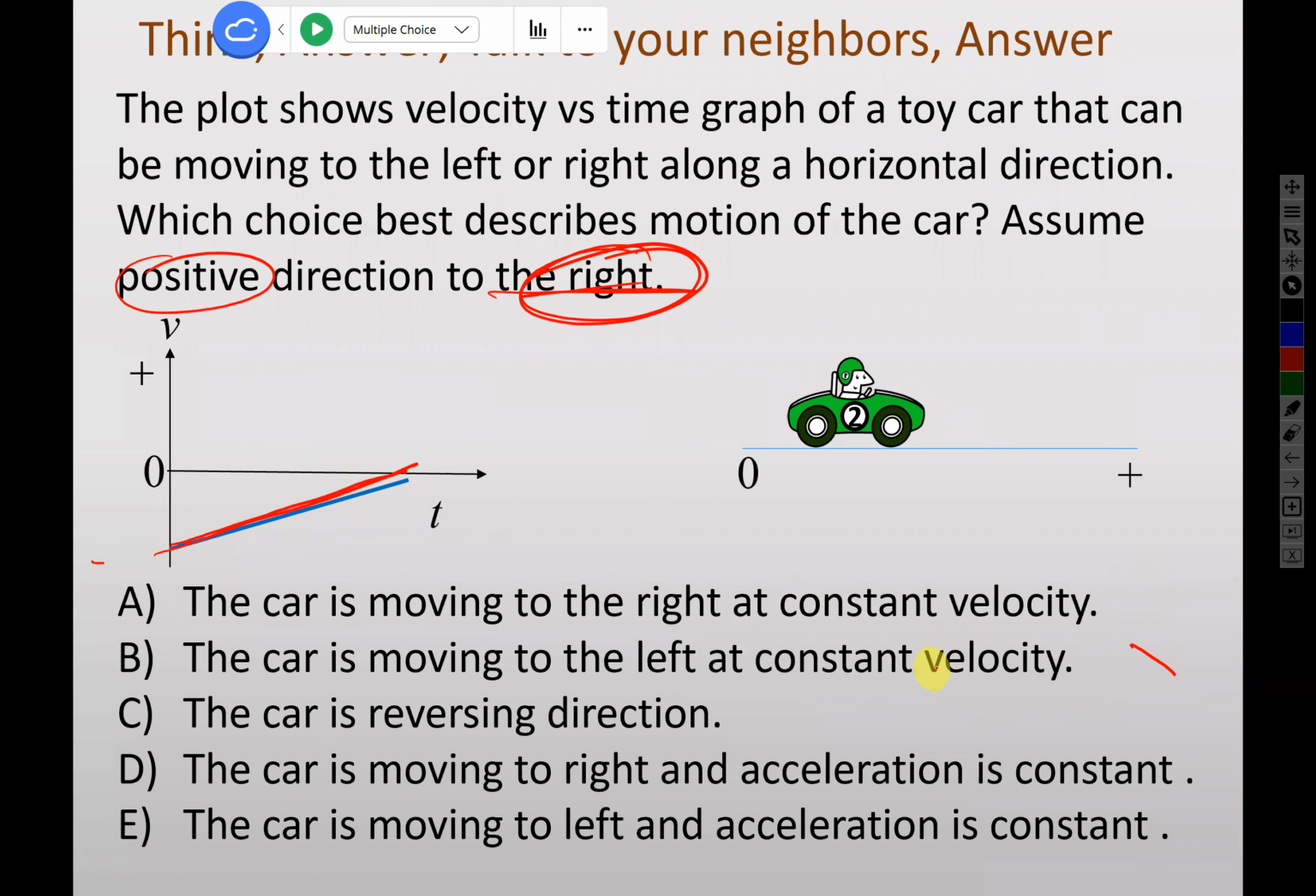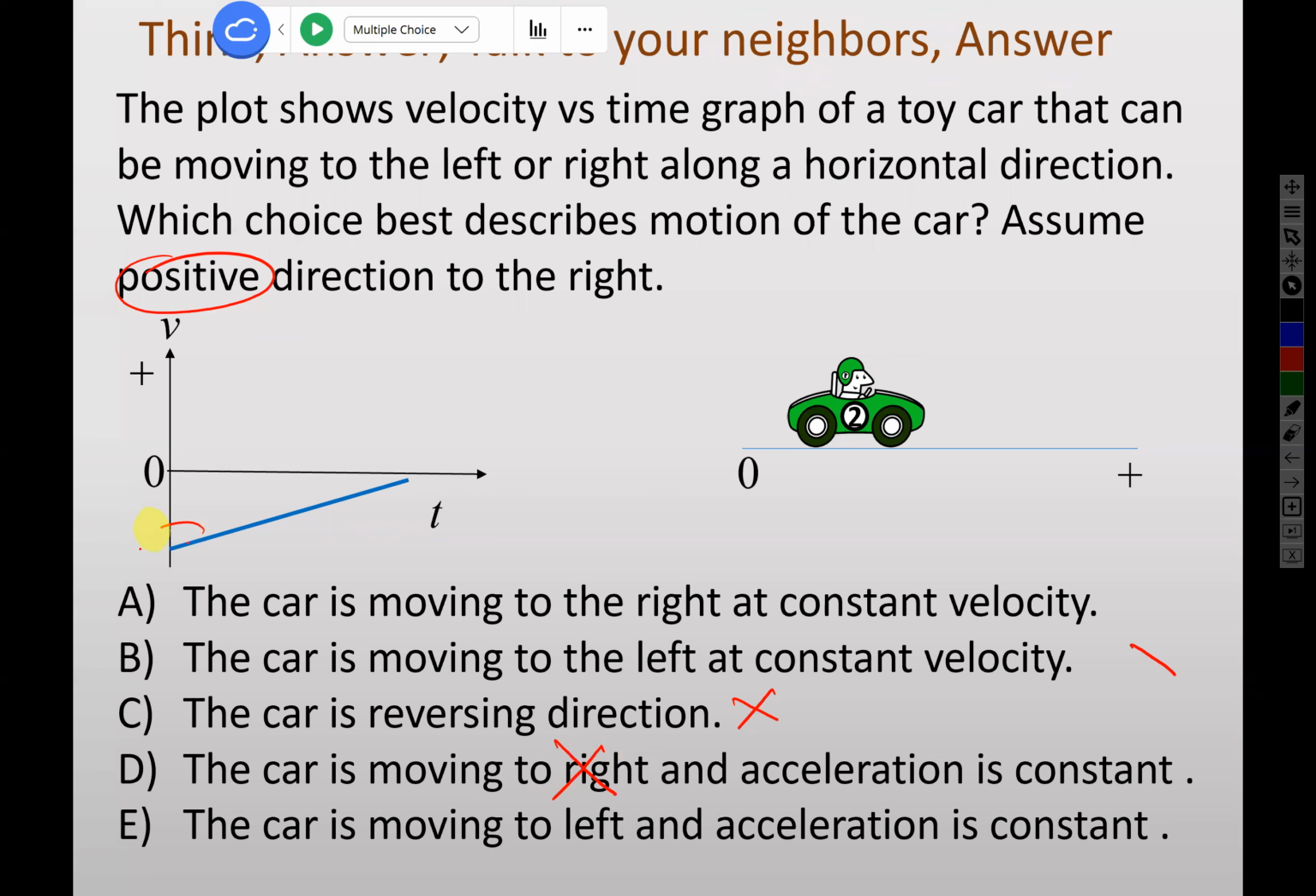The car is reversing direction. So if it was going the other way around, then yes, it's going from negative velocity, meaning going left, slowing down, and then turning to the positive, like that. It's not crossing that line, meaning velocity remains negative, meaning it hasn't changed direction. So that is not correct either. Now, the car is moving to the right. It's not. So that is not correct.